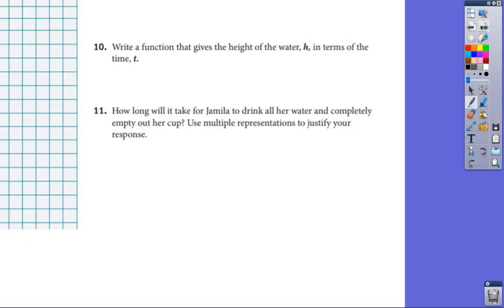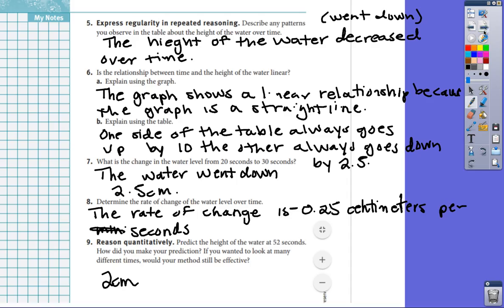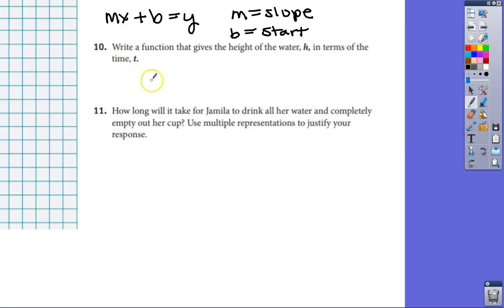All right, write a function that gives you the height of the water in terms of the time. Okay, so this is where we're doing our slope-intercept form. So M is always our slope, B is always our start. So if we flip back, it starts right here, and that's 15. So plus 15. And then we just said our slope was negative 0.25. There we go. That's all we had to do.